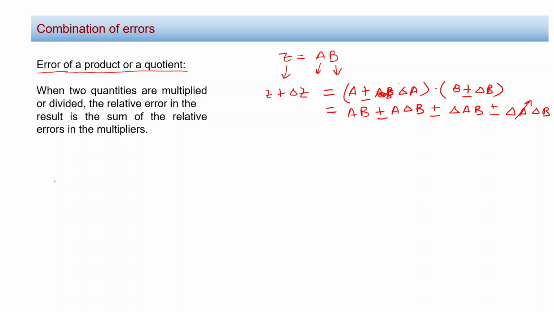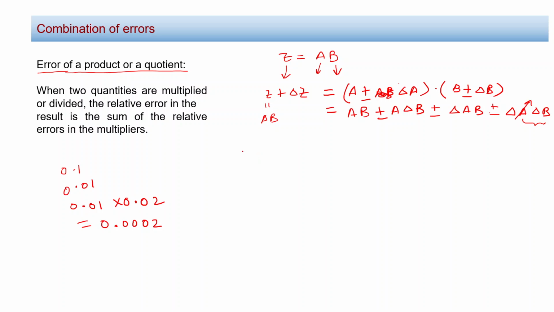Why can we ignore it? Delta A and delta B are errors, and errors are very small, like 0.1 or 0.01, right? If we multiply very small quantities like 0.01 times 0.02, the product will be 0.0002. That means when we multiply values much smaller than 1, the product is much smaller. Keeping this in mind, this is a very small quantity, so we can ignore it. Now we know that Z is AB, right?